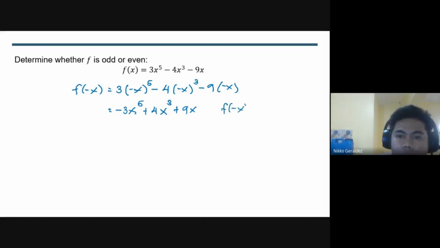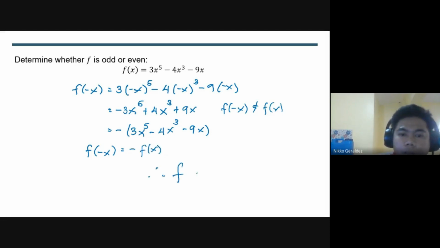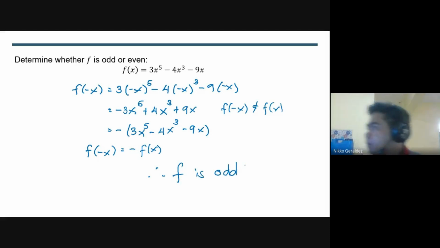No. f of negative x is not equal to f of x. So, let's try definition 2. Factor out the negative sign: negative times 3x raised to 5 minus 4x cubed minus 9x. So they are the same, and it satisfies the second definition. That is, f of negative x equal to negative f of x. So therefore, f is an odd function.